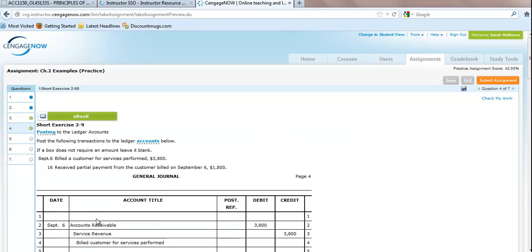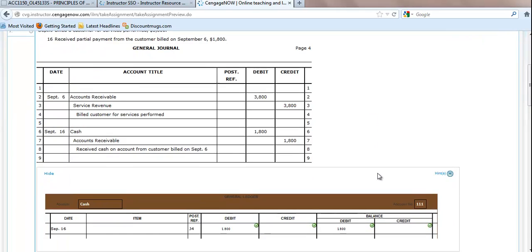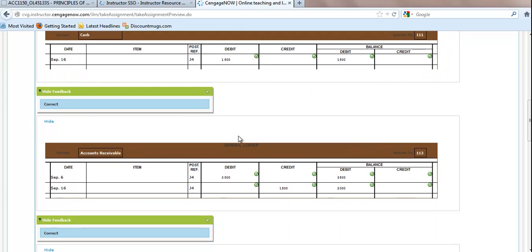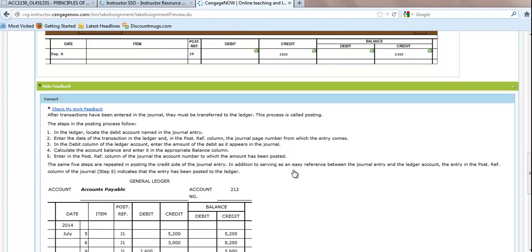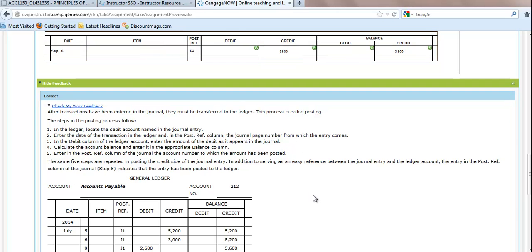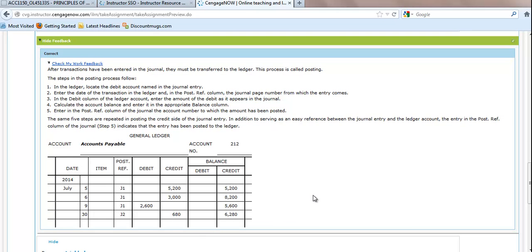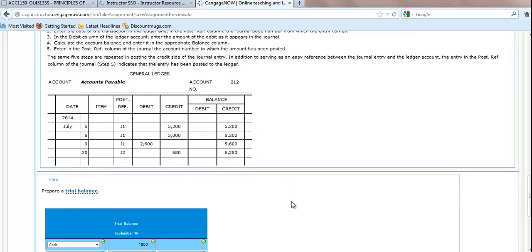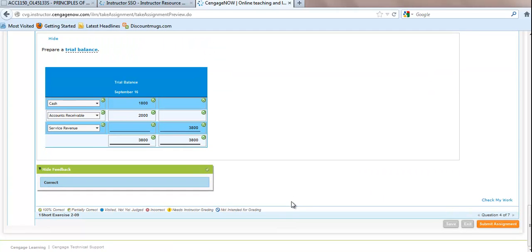Keep in mind you can use the ebook function to click and find the page in the book to help you with the posting process. It says everything's correct. And then it gives us some additional information about the posting process. This is a good example of what I was talking about of calculating the ongoing balances. Accounts payable increases with a credit, so your ongoing balance should be on its normal balance side as well. And then our trial balance is correct also.